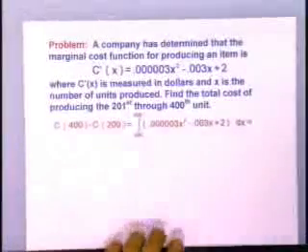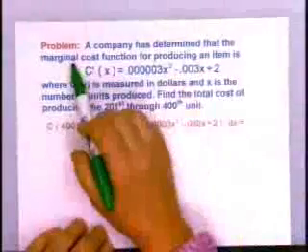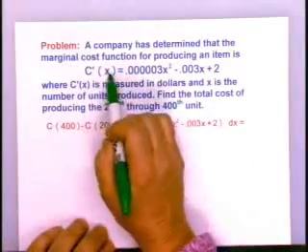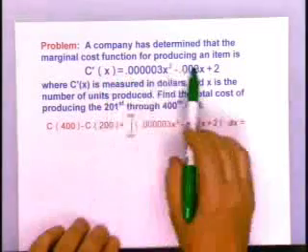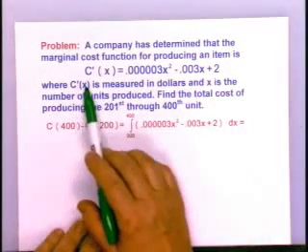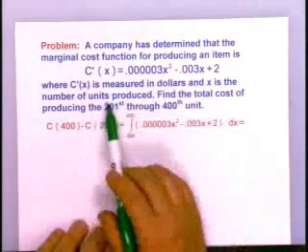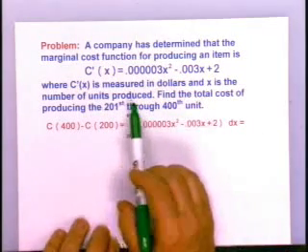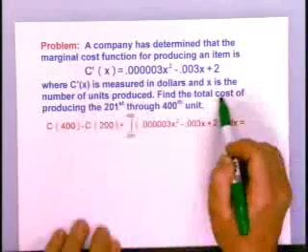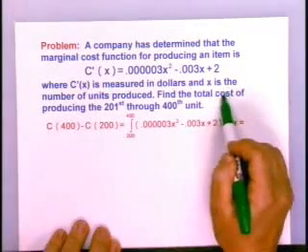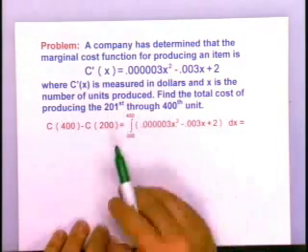A company has determined that the marginal cost function, remember a marginal is a derivative, so this is our rate function, for producing an item is given by this expression, where the derivative C prime of x, the marginal cost, is measured in dollars and x is the number of units produced. Our job is to find the total cost, not the marginal cost, but we want to go back to the cost, the total cost of producing the 201st through the 400th unit.